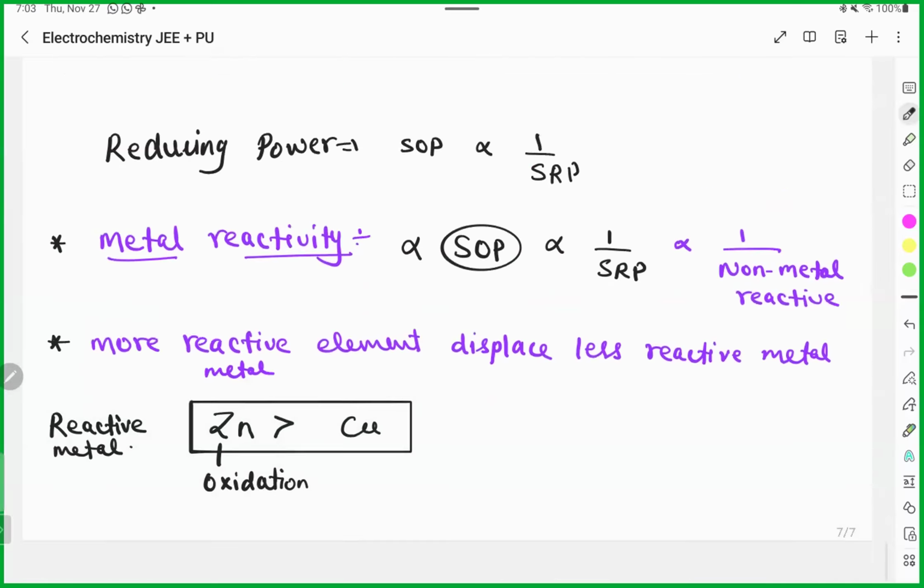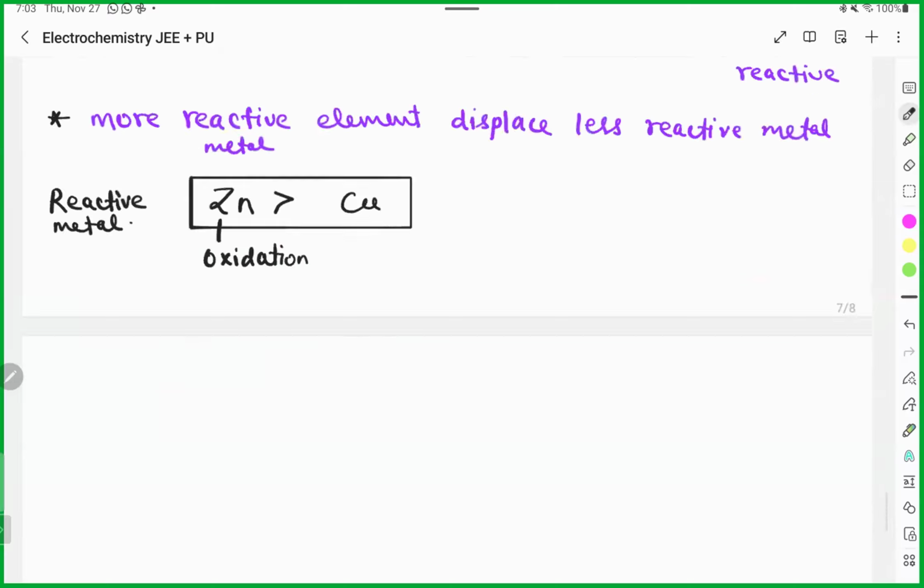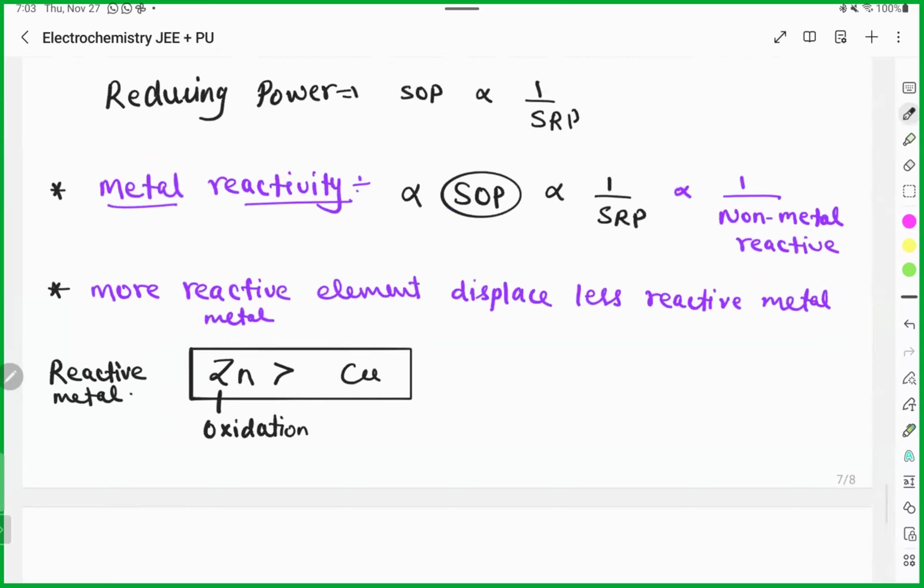Sir, I have one doubt. The SRP value of Zn is low compared to Cu. That also could be a reason, sir. Copper has SRP, yes, reduction potential. What is the copper value? 0.34 volt. What is the zinc value? Minus 0.76 volt. SRP, right? Reduction potential.